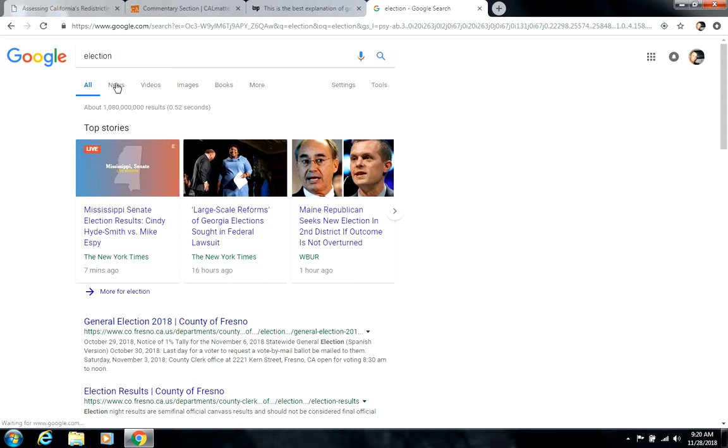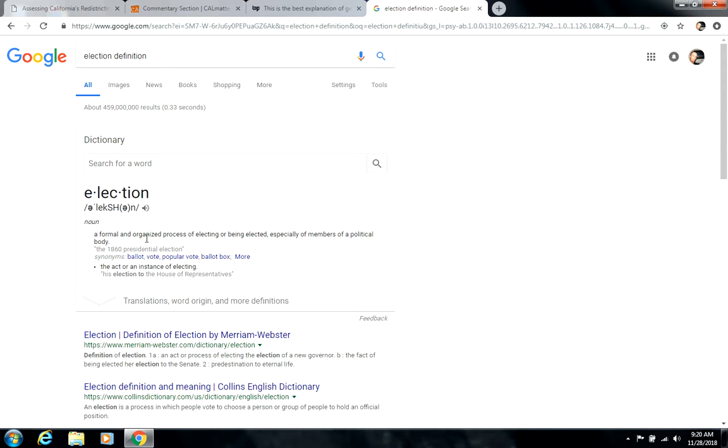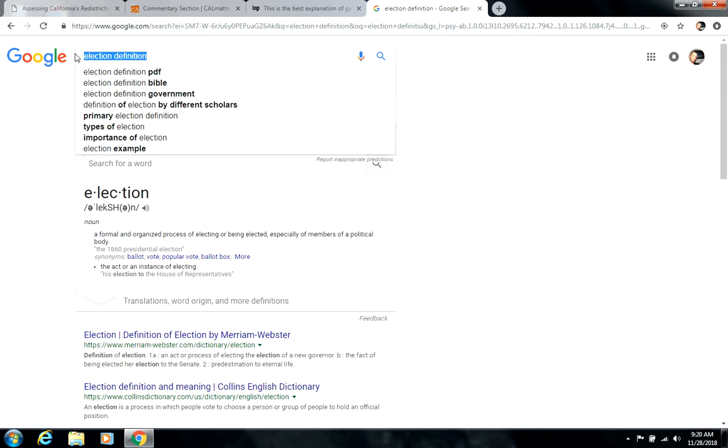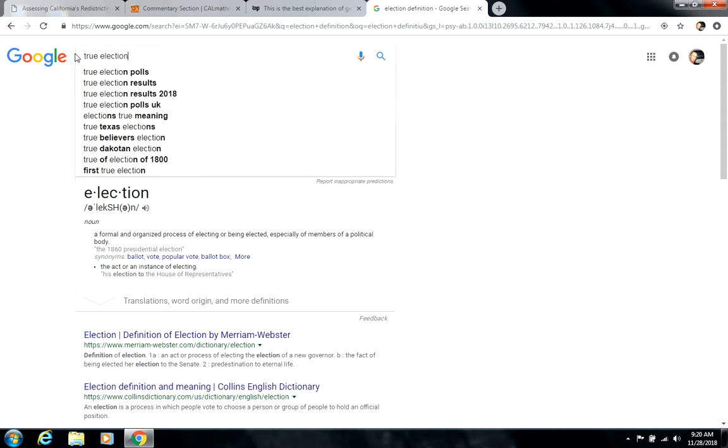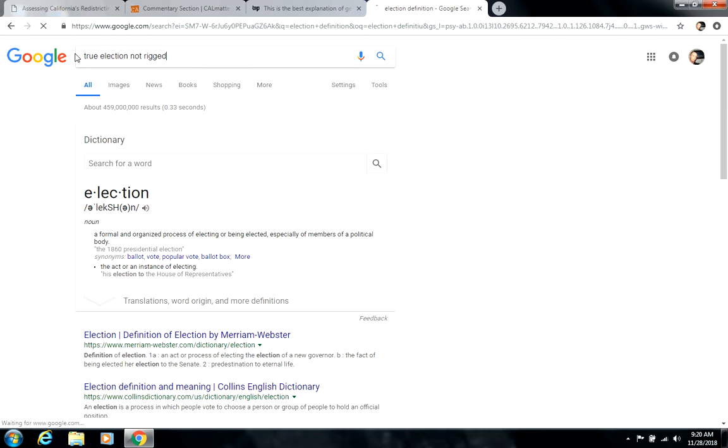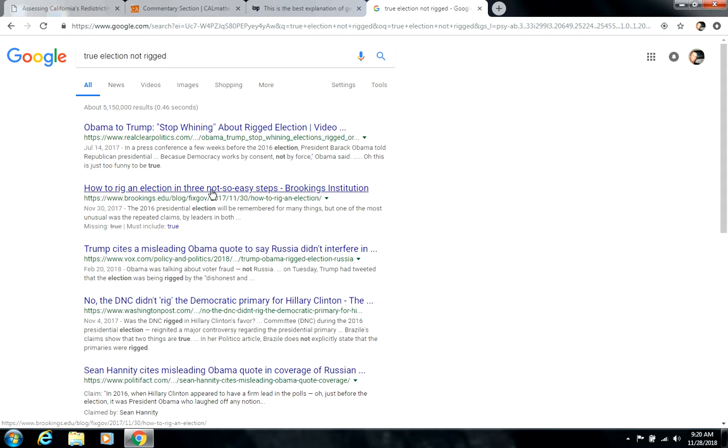What is an election? A formal and organized process of electing or being elected, especially of members of a political body, the act or an instance of electing. An organized process. Okay, you want a true election. Let's see what a true election should be. Election not rigged. How to rig an election?